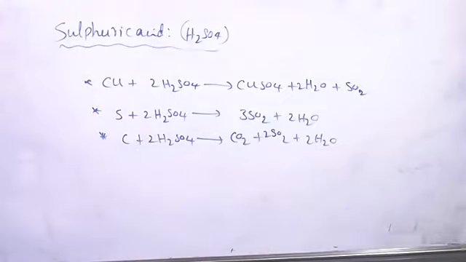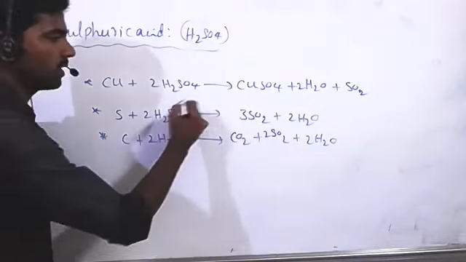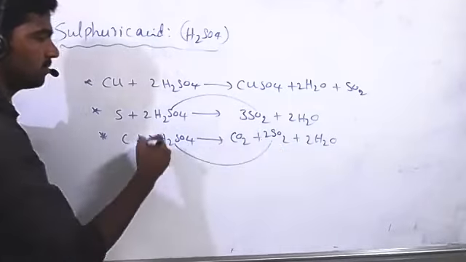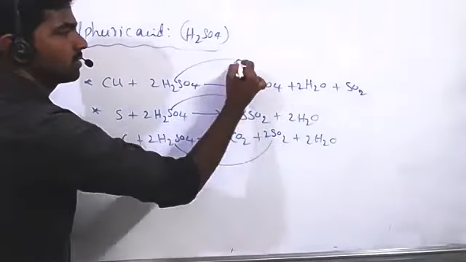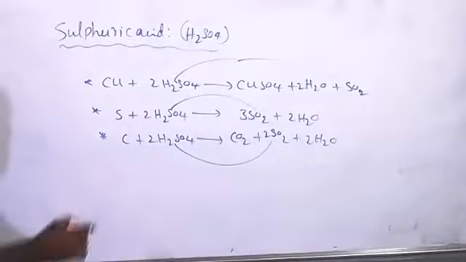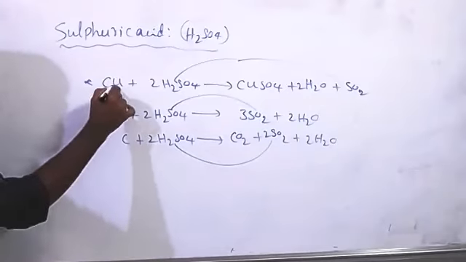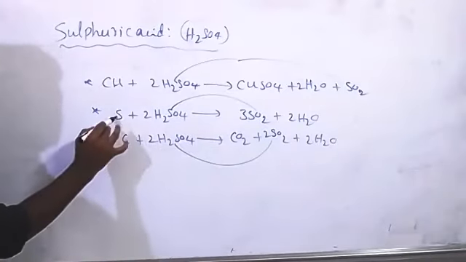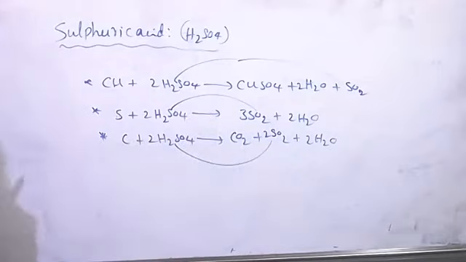When H2SO4 acts as an oxidizing reagent, it becomes sulfur dioxide, so the other species are undergoing oxidation. Copper is undergoing oxidation, carbon also undergoing oxidation, sulfur also undergoing oxidation.